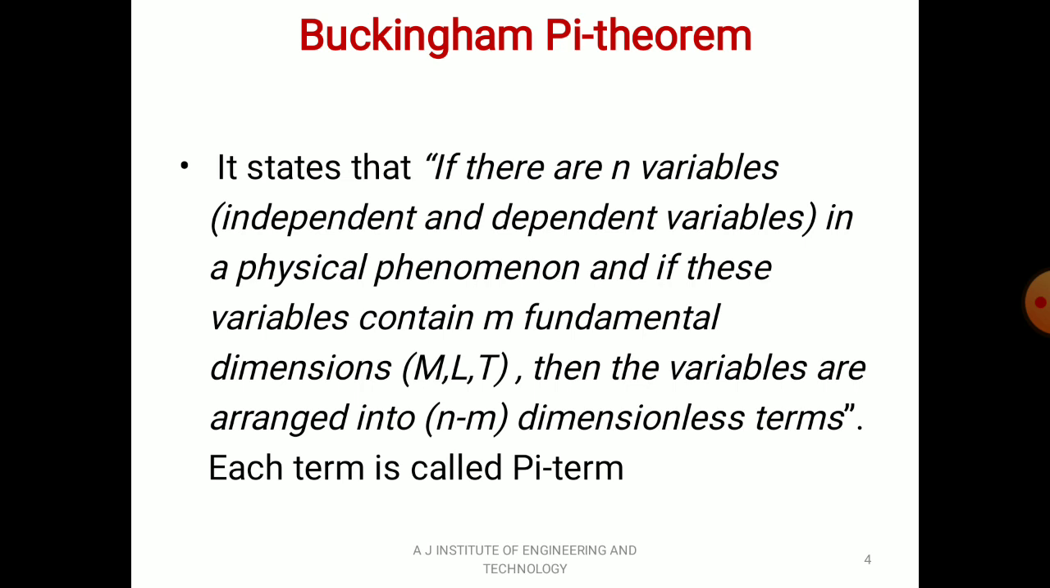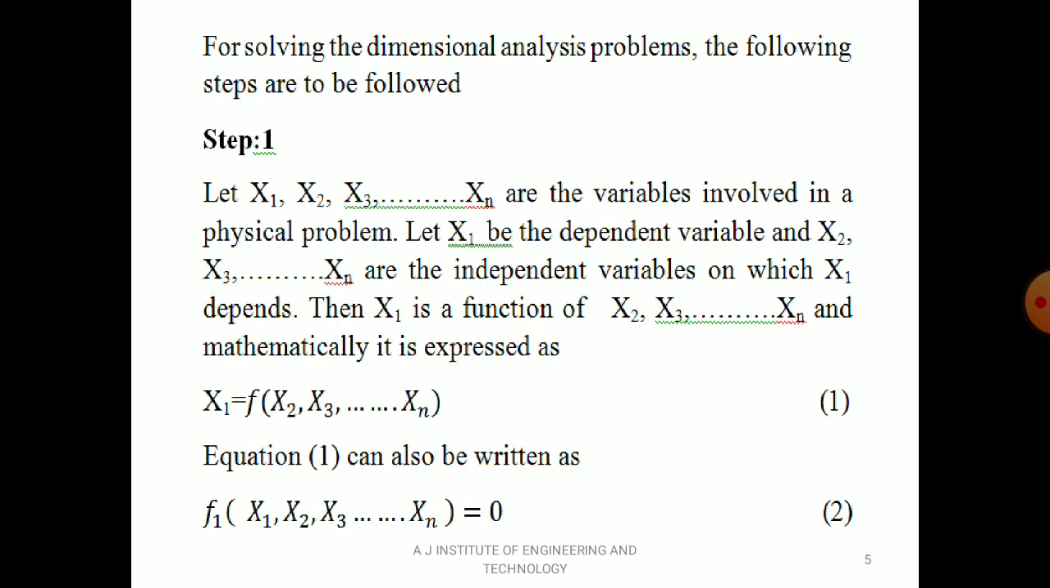So if there are n variables, that includes both independent as well as dependent variables, and if we have m fundamental dimensions, then the variables can be grouped into n minus m dimensionless terms. That dimensionless term is called a pi term. So we can classify the variables into n minus m terms, where n is the number of variables and m is the number of fundamental dimensions. That is the statement of Buckingham Pi theorem. Now let's go to the procedure, the steps involved in solving using Buckingham Pi theorem.